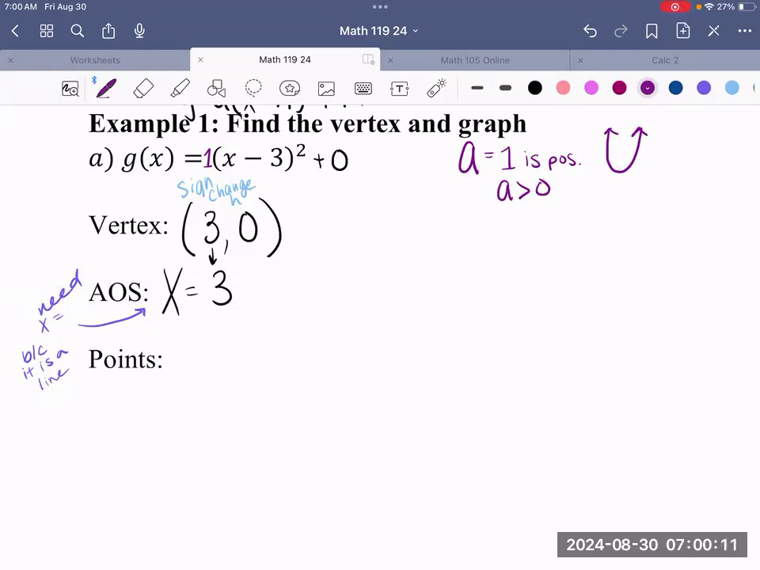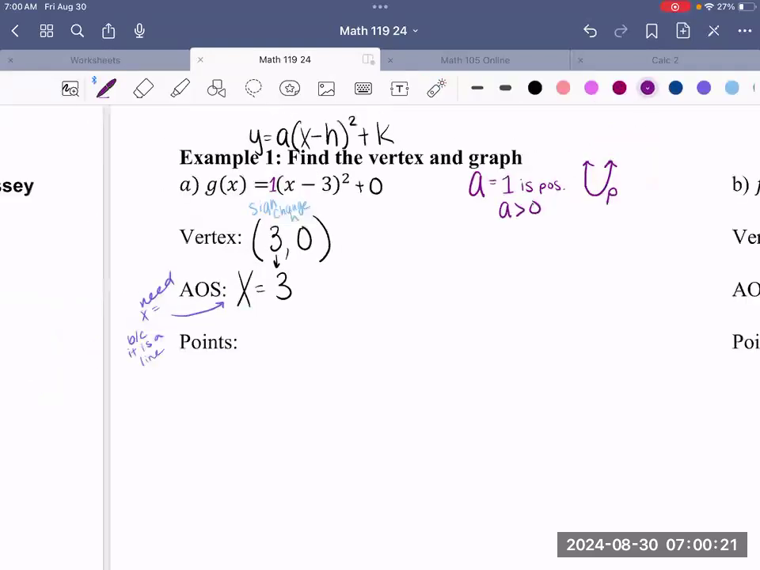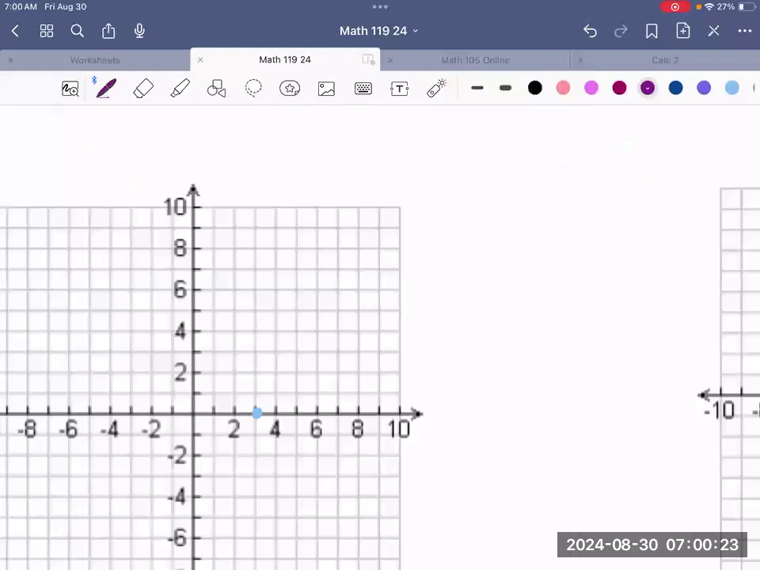Now, if you have a hard time remembering if it's up or down, you can spell the word up with the shape of it. So we are concave up here. So at the end of the day, our vertex is going to be at a minimum. So our graph should look like this.